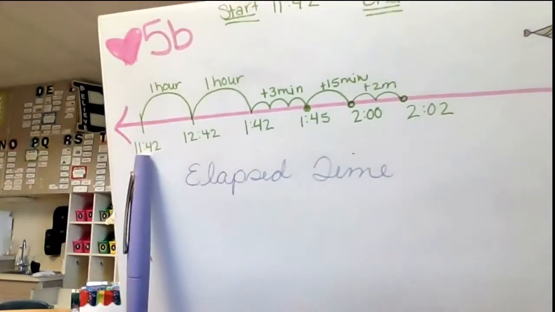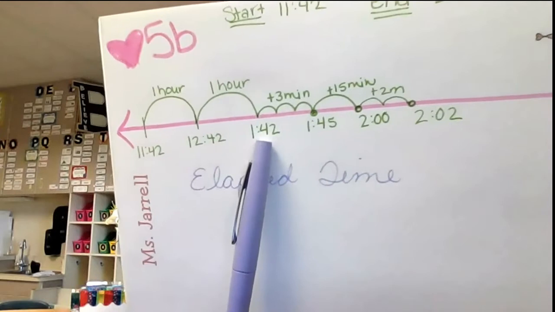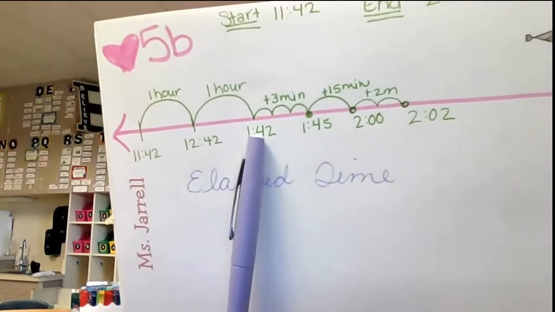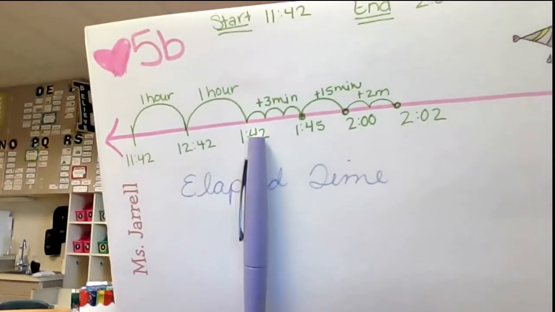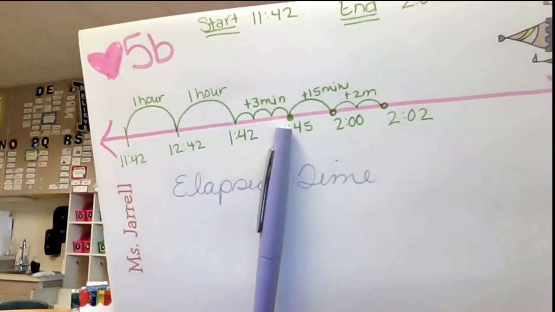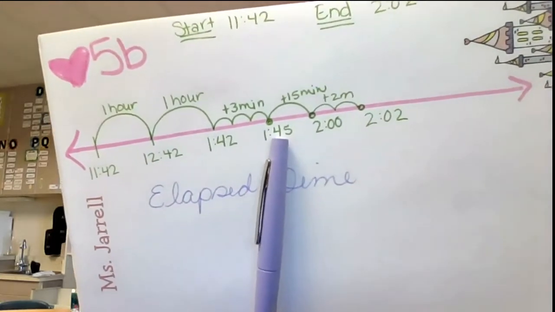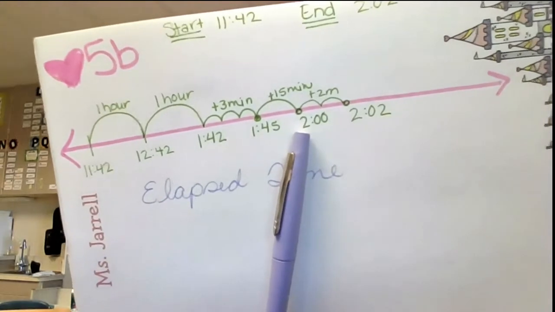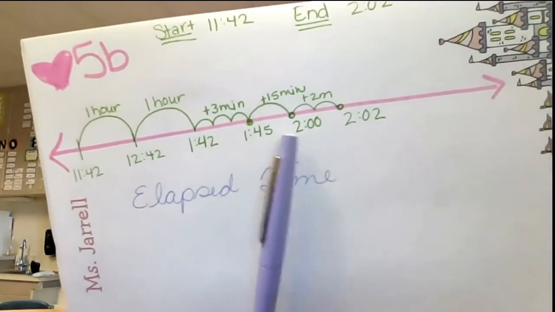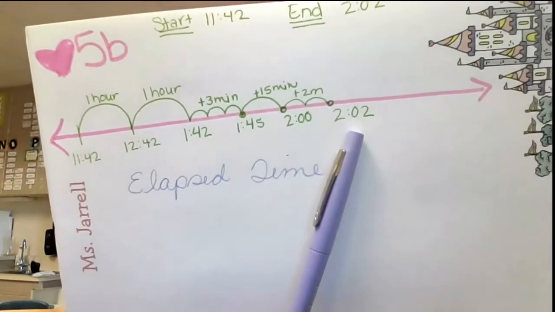So I have 11:42 here. I jumped an hour to 12:42, another hour to 1:42. This is where I said it wrong. Then 3 minutes. 1, 2, 3 minutes, and that would be 1:45. Then I jumped 15 minutes to get to the 2 o'clock hour, which earlier I said 12. That wasn't correct. It's 2 o'clock. And then 2 more minutes would be 2:02, and then I should have put PM.